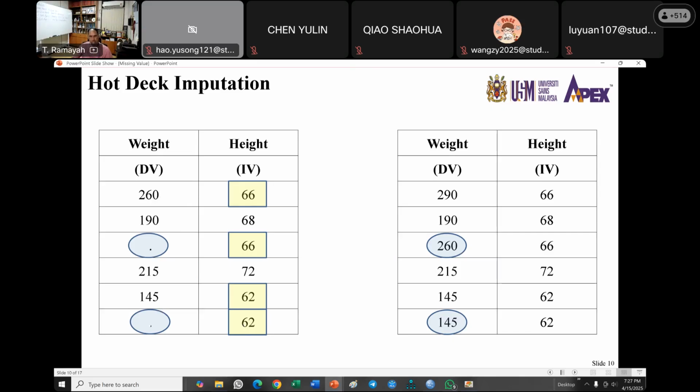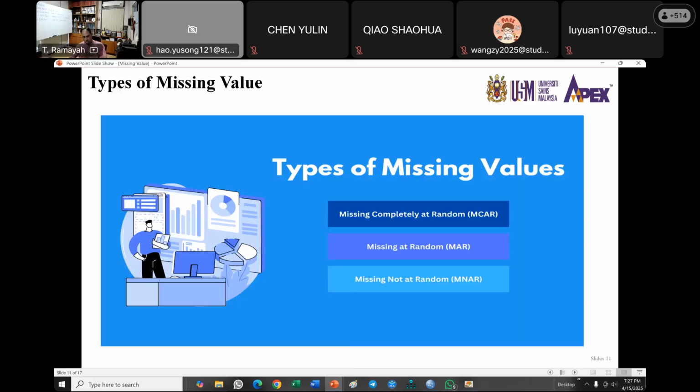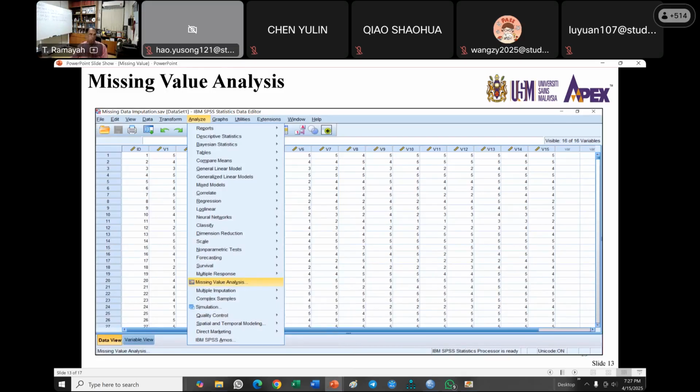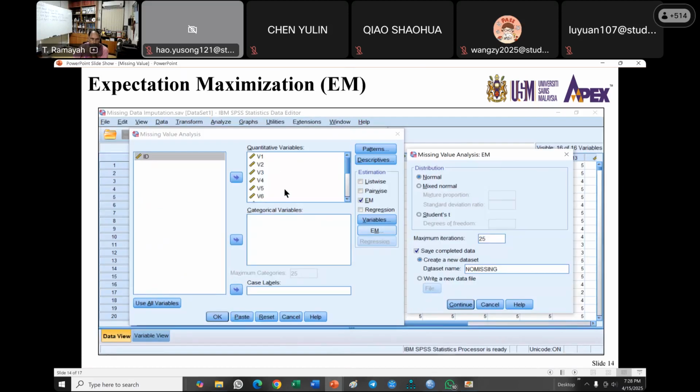But currently we have software called SPSS where we can use single imputation. In SPSS, you can run missing value analysis based on this link: Analyze, Missing Value Analysis. We pick the variable that has missing values, and we can run the method called expectation maximization. Once you run the expectation maximization, we can save the data into a new set of data. The file name is called no missing.